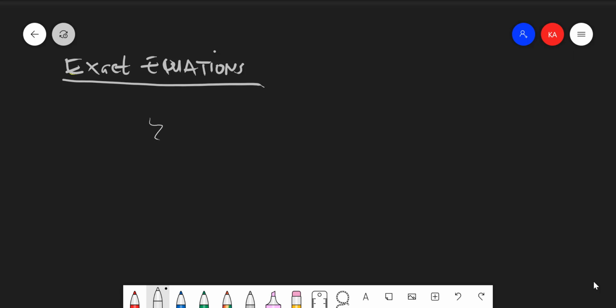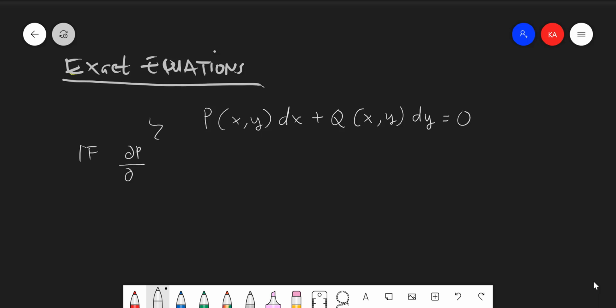So we consider the following standard form of ODE: P(x, y) dx plus Q(x, y) dy is equal to 0. If dP/dy is equivalent to dQ/dx, then the ODE is exact.